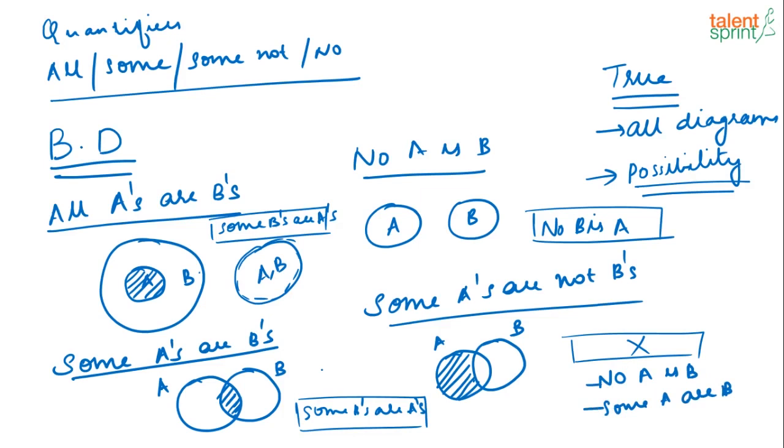So when you solve questions, also look out in the conclusions for complementary pairs. Similarly, the other complementary pair is: the first pair is this, no and some. The next one will be all and some not. That is, all A's are B's, some A's are not B's.